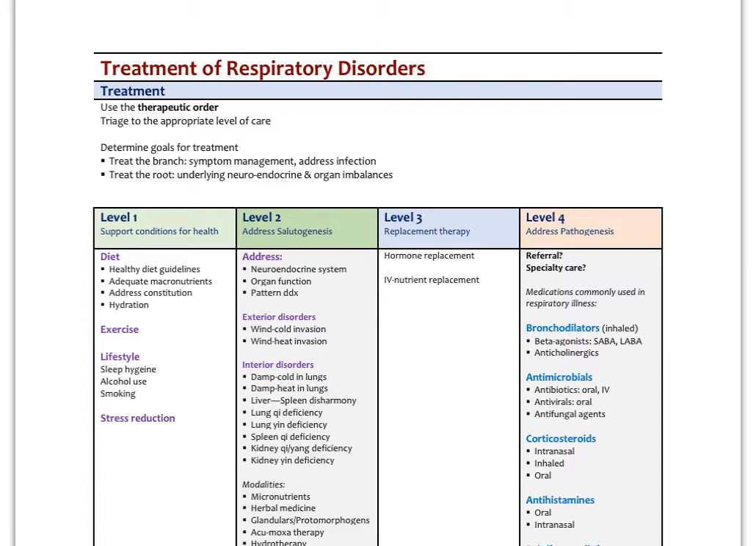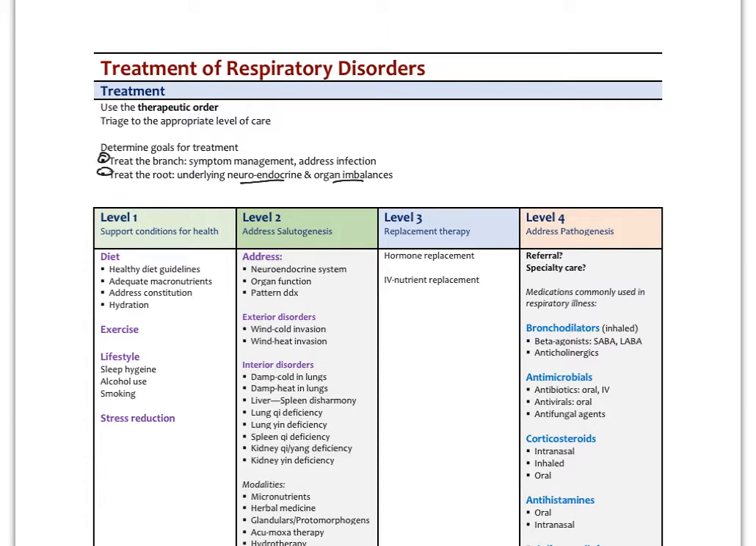So on one level, we can treat the branches, which would be symptom management, addressing infection and so forth. And then I think where the level 1, level 2 therapies come in is really treating the root of the problem, which would be maybe underlying neuroendocrine, organ imbalances, things like that.